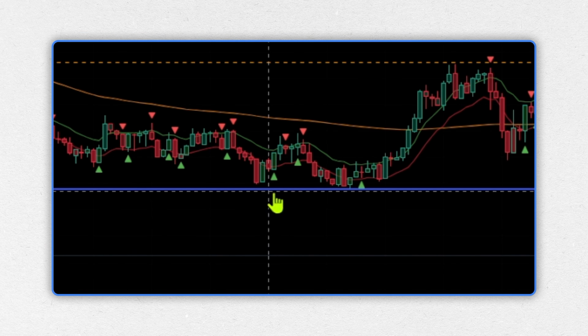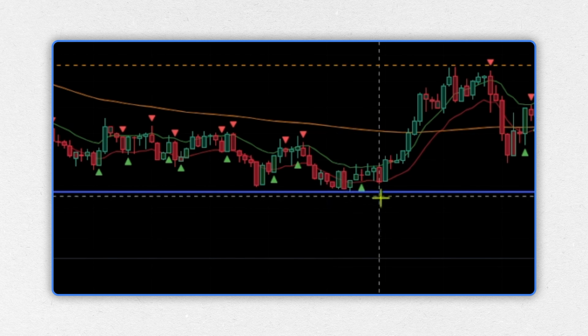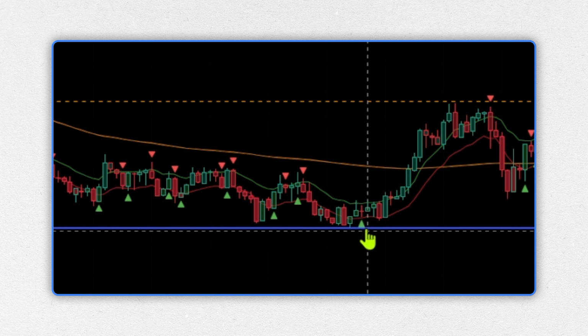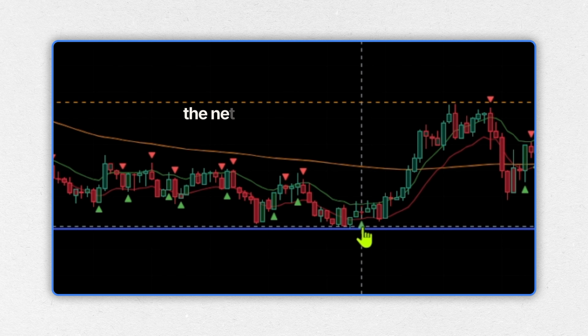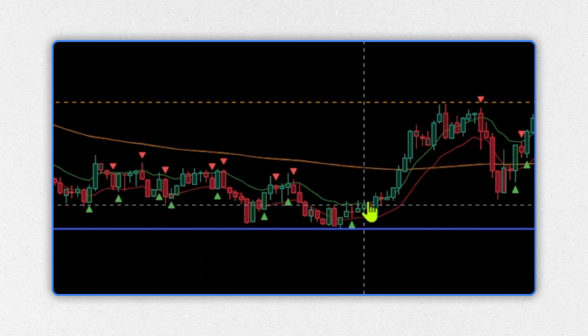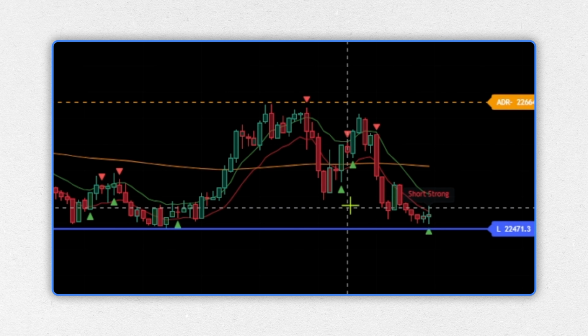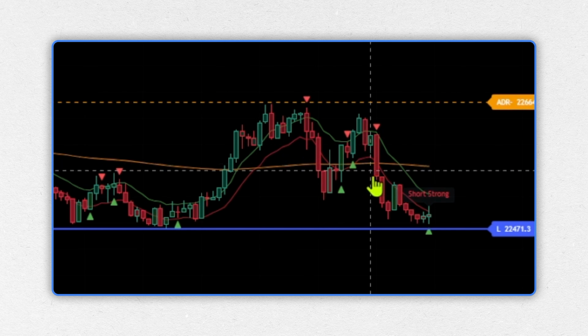We can also use the tiers to mark the turning points on the main chart. So these are the green triangles, which are the crossovers of breadth, but it is being marked on the main chart. So what this means is at this point of time, the net advances kind of went above the net declines, and that is why it's a turning point. And from here it started, and then again at this point the trend changed. So here again it was kind of noisy.